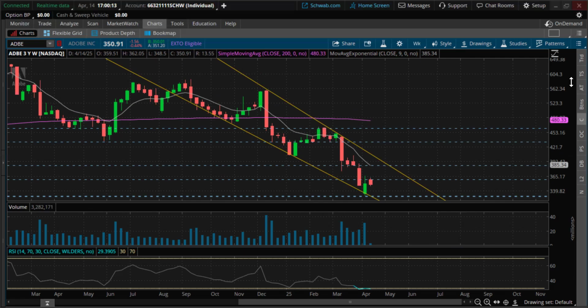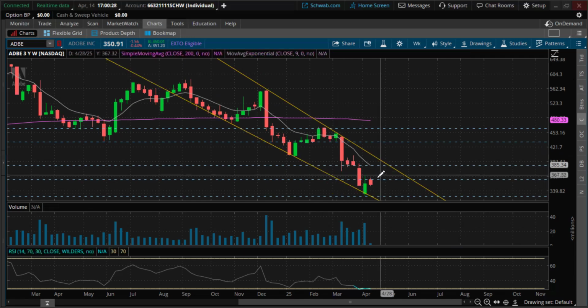I'm sorry, that's weekly expiration on Thursday. If you go to next Friday, you have right around a $16 expected move, and you go all the way out to your May expiration, monthly expiration, right around a $27 expected move in here. So we'll see what happens in Adobe.